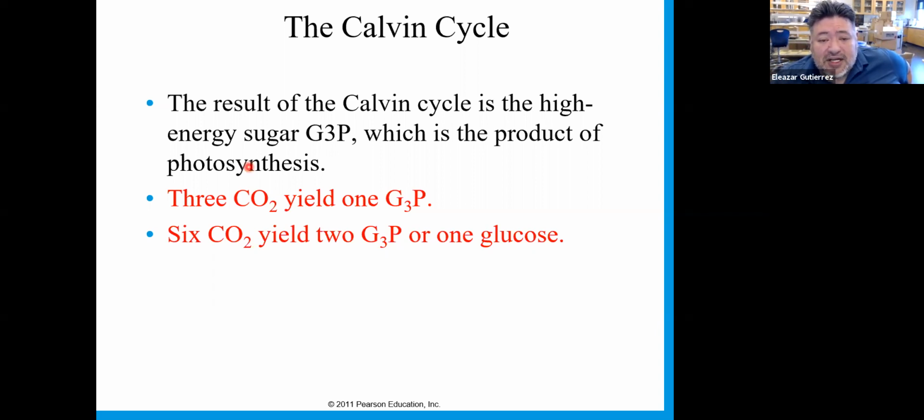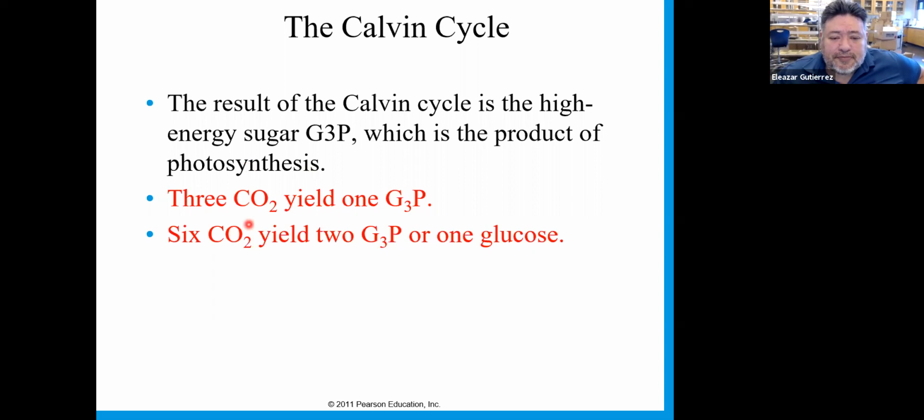So the thing is that glyceraldehyde 3-phosphate has 3 carbons, right? And glucose has 6 carbons. So how many G3Ps do you need for glucose? The answer should be 2. Okay, so just like we did before, we have to look at the cycle per, and then look at the cycle multiplied by 2 to yield what's going on per sugar.